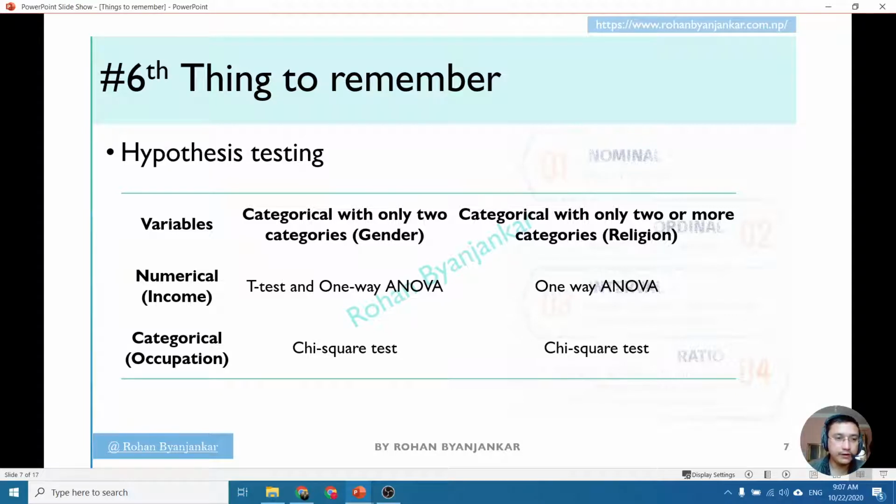If one variable is numerical and the other is categorical with only two categories, then we can use t-test or one-way ANOVA. If one variable is numerical and the other is categorical with two or more categories, then we must use one-way ANOVA. If both variables are categorical, then we will use chi-square test.